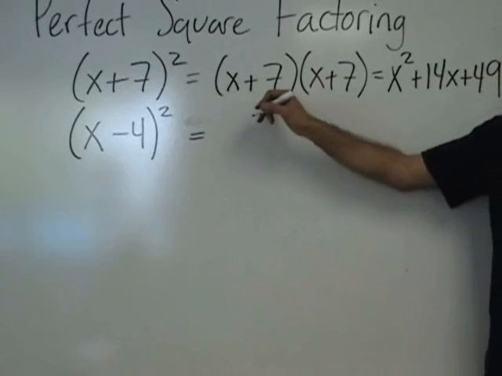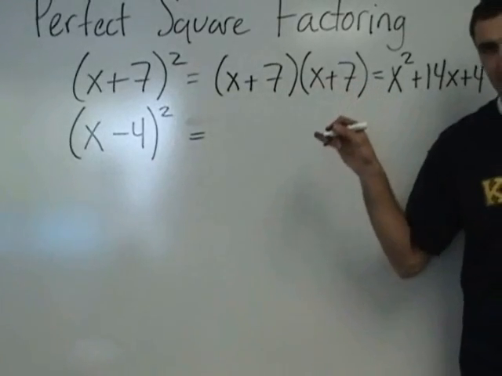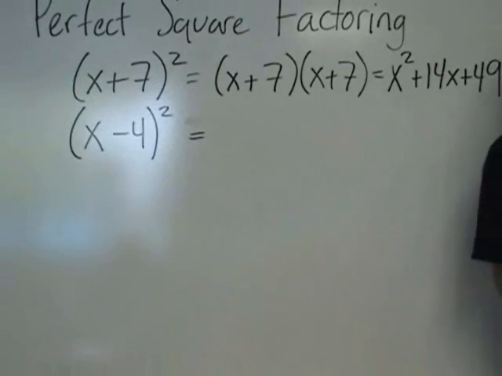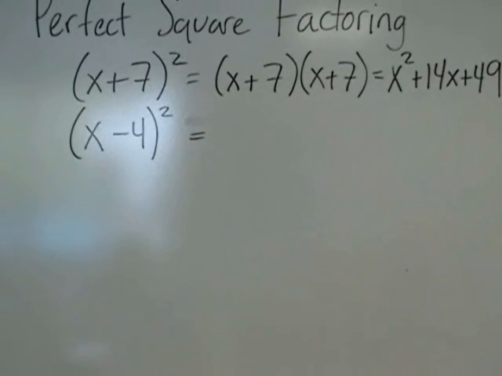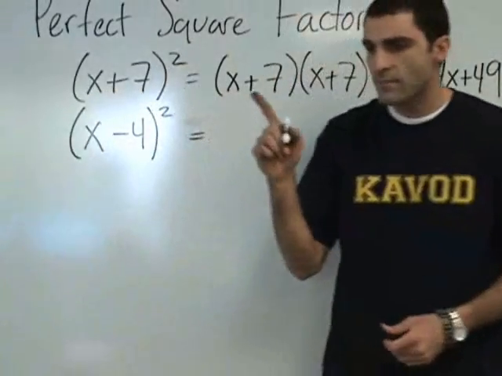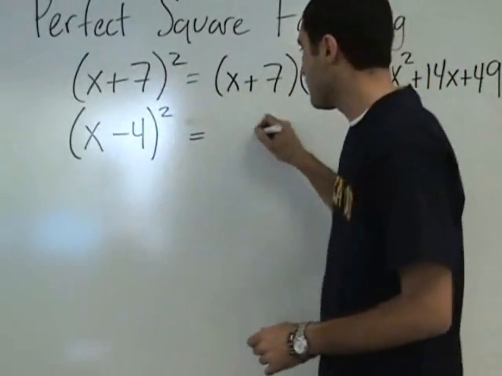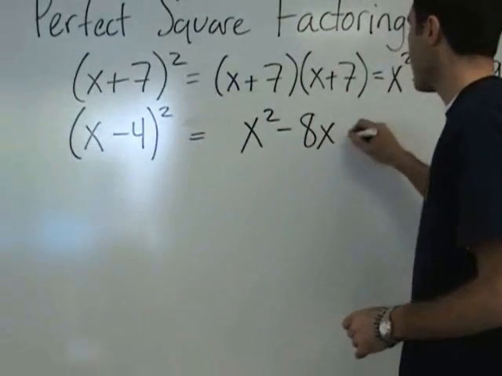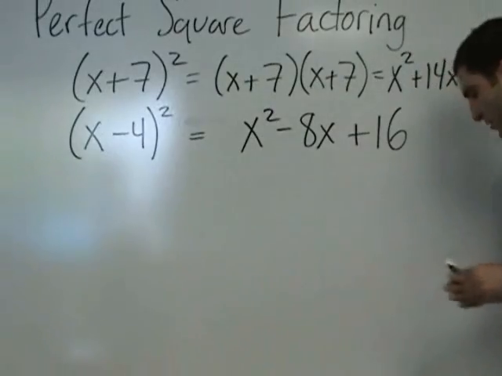This next one, I'm going to not write this twice. You can do it if you'd like, but I want to get somewhere. I want to get there with you. So, what's the answer? X squared minus 8x plus 16. All right, now focus closely.